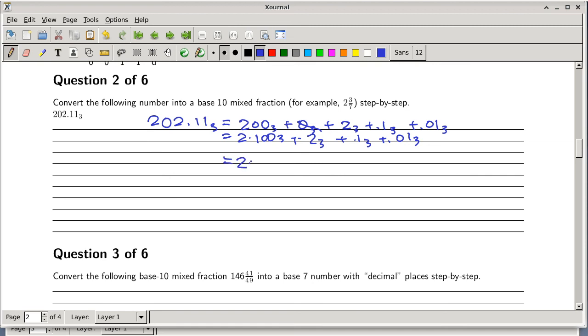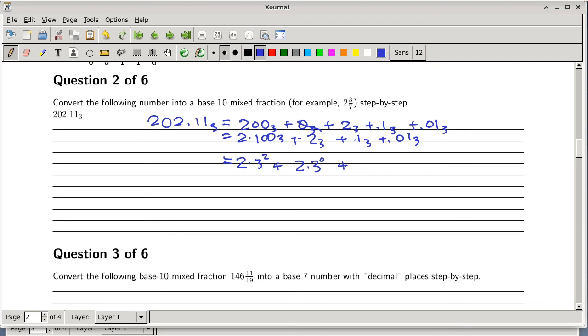What is 100 in base 3? What value is it representing? Well, we know that in any base, doesn't matter what base you're dealing with, if you have a 1 followed by a bunch of zeros, it is the base to the power of the number of zeros. So how many zeros do we count here? 2. And what base are we talking about? 3. So we're talking about 3 to the power of 2. So we have 2 times 3 to the power of 2 plus 2 times 3 to the power of 0, because there are no zeros to the right-hand side.